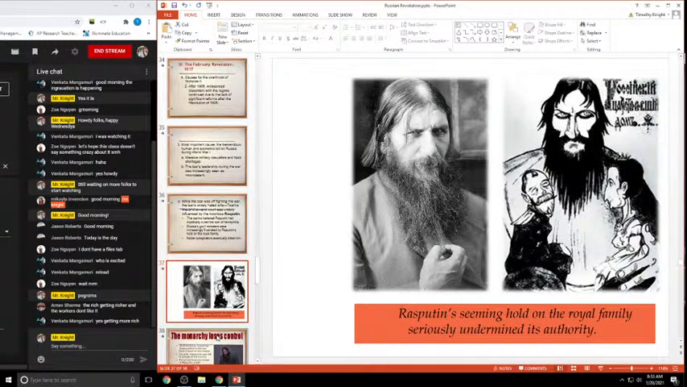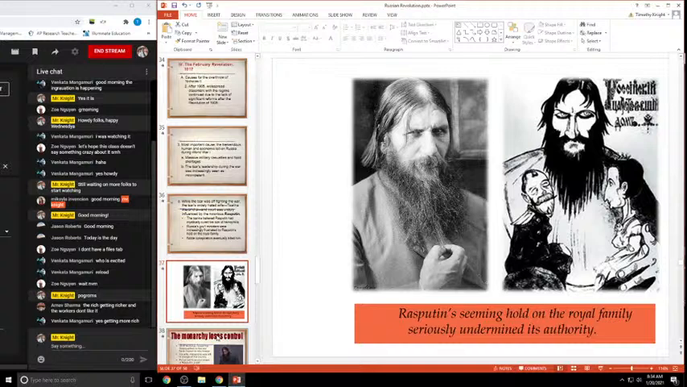He was an extremely foreboding-looking guy, and this political cartoon on the right kind of shows you what I mean. He's got these dark circles under his eyes. He kind of looks like a homeless murderer sort of guy, kind of a freaky-looking dude.